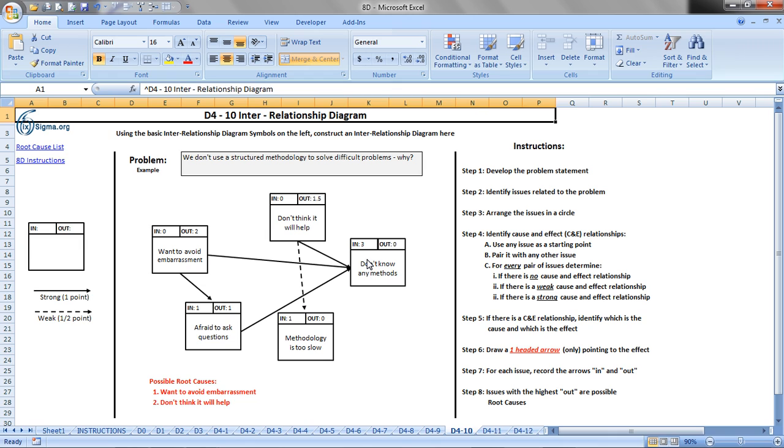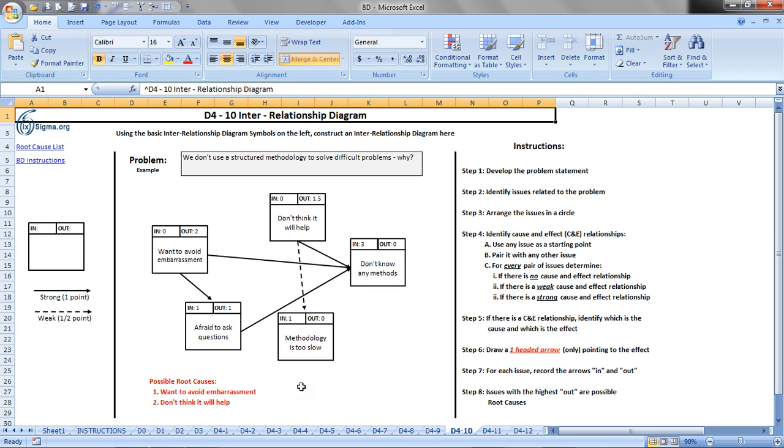All right, in this case, how many are pointing in? Well, 3 are pointing in. How many are pointing out? None. And the idea is, when I've done that for each issue, I want to count or identify that issue or box with the highest number of outs, because that's my possible or potential root cause. Okay, so in this case, the highest number of outs is this one, so I want to avoid embarrassment. So that's the root cause. I want to avoid embarrassment. And the second most likely root cause is the one where we've got 1.5, which is I don't think it will help. So it's a very effective, very easy tool, and has been used with great success.